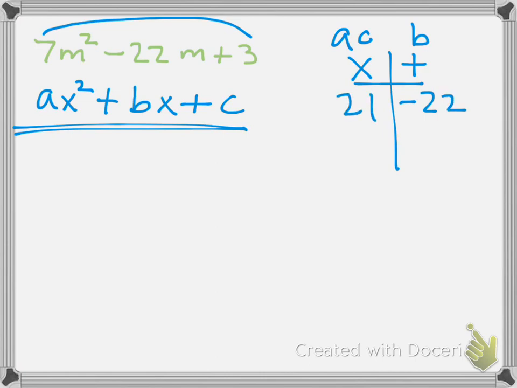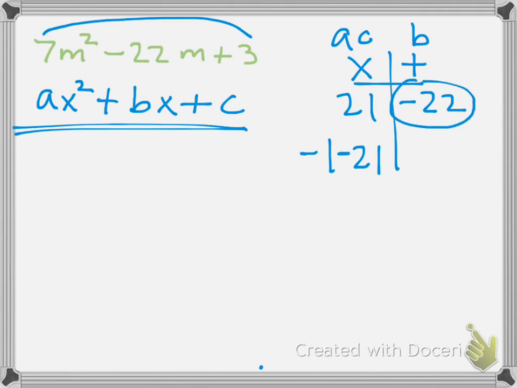So I'm trying to think of things that multiply to 21 and add to negative 22. And that's going to be 1 and 21. And they're both going to be negative, because they have to multiply to be a positive 21, but they have to add to be this negative 22 over here.